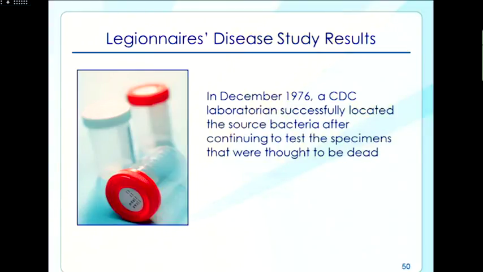In December of 1976, a CDC laboratorian successfully located the source bacteria after continuing to test specimens that were thought to be dead. A new bacteria that had caused the disease was discovered in this process. After isolating the bacteria, conditions at the hotel were investigated to determine their connection with the onset of the illness.